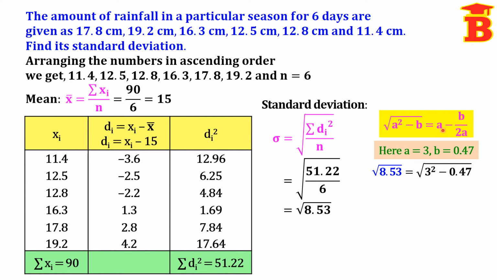Now we can apply the formula. See the right hand side. A minus b by 2a. So a is 3 minus b value 0.47 divided by 2 into a value 3. So just divide this and write the value. Divide and write the value approximately. So 0.47 divided by 6.